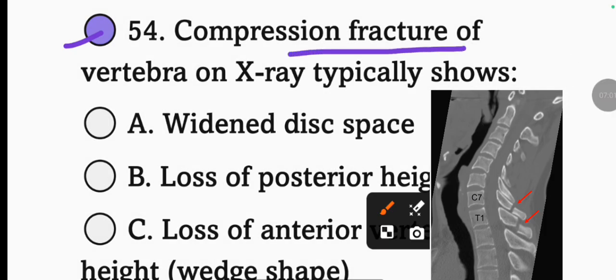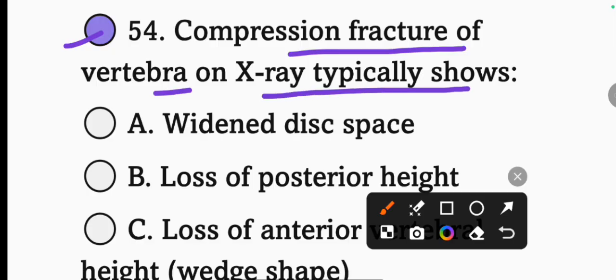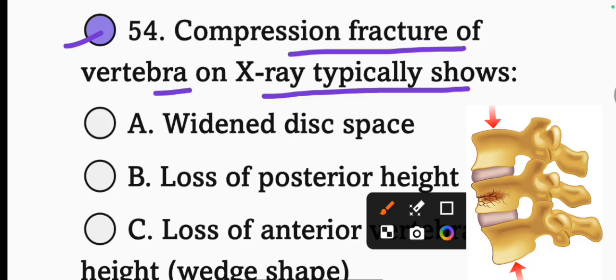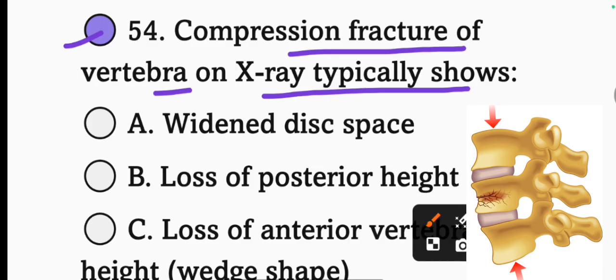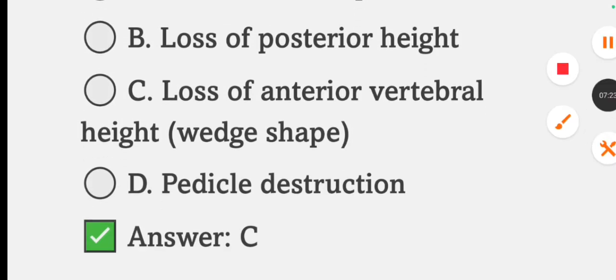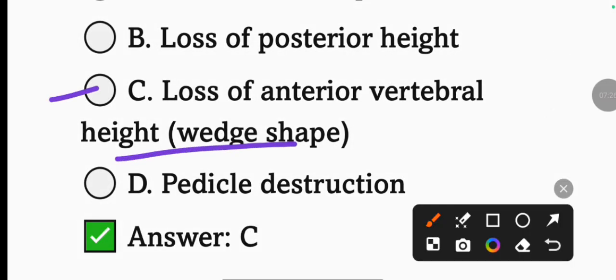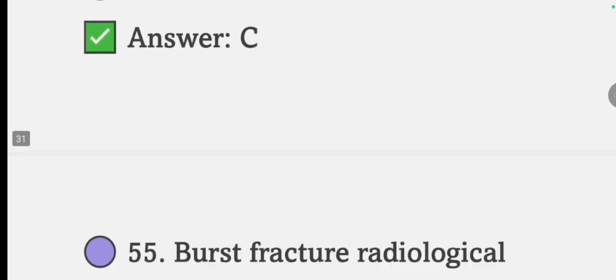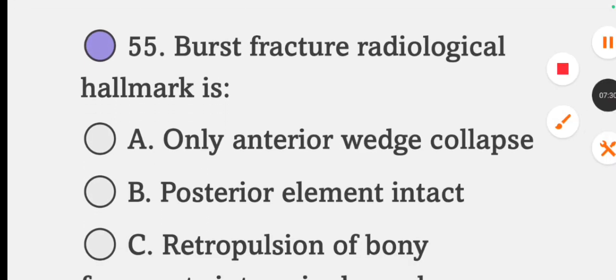Compression fractures of a vertebra on X-ray typically show... In compression fractures there is collapse of part of the vertebra while the posterior height remains normal, so it appears wedge-shaped. So option C is correct: loss of anterior vertebral height plus a wedge shape. Okay, now come to the 55th question.